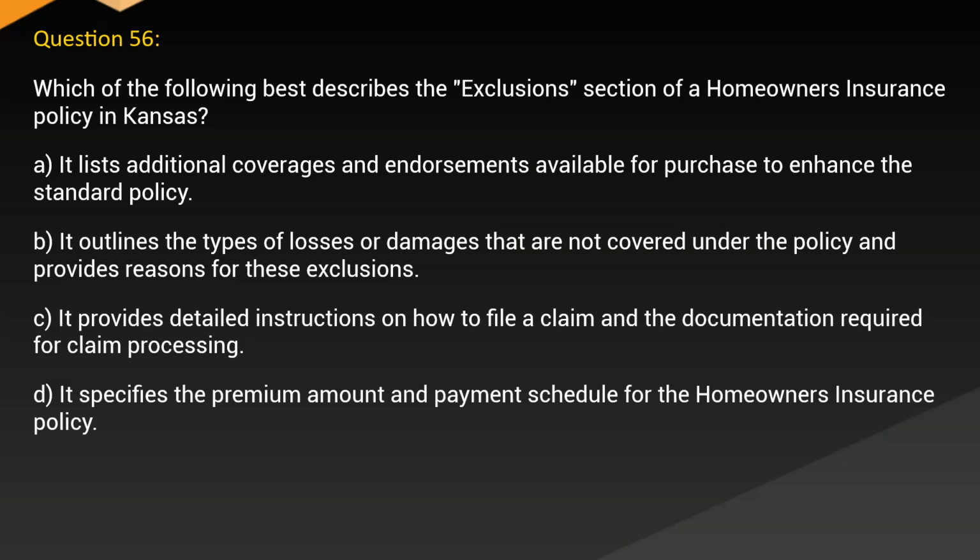Question 56. Which of the following best describes the exclusions section of a homeowner's insurance policy in Kansas? A. It lists additional coverages and endorsements available for purchase to enhance the standard policy. B. It outlines the types of losses or damages that are not covered under the policy and provides reasons for these exclusions. C. It provides detailed instructions on how to file a claim and the documentation required for claim processing. D. It specifies the premium amount and payment schedule for the homeowner's insurance policy.